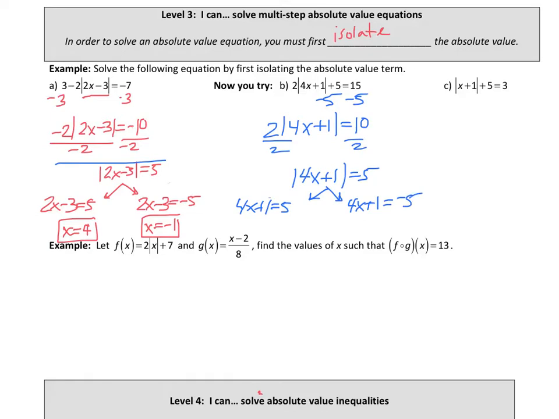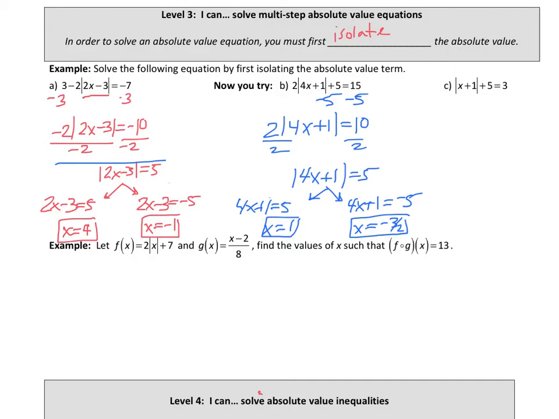Again, I'm not going to show all the steps. You would subtract 1, divide by 4, you get x equals 1. And here you would subtract 1, divide by 4, you get negative 6 divided by 4, which is negative 3/2. Okay? If you want to take a second, try the next one. The next one's probably the easiest of these three, and I'll go over it in a second.